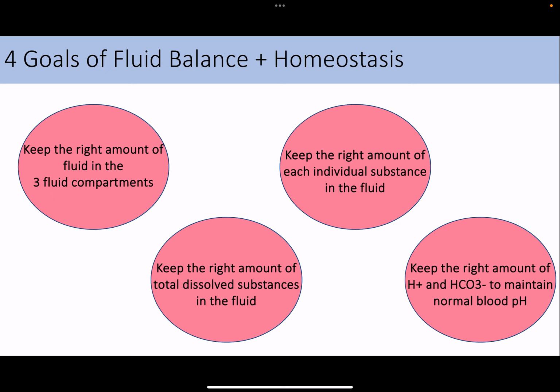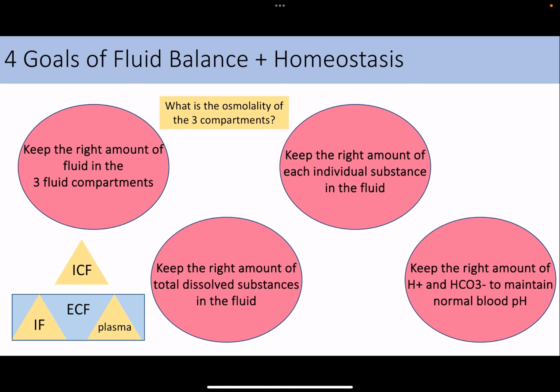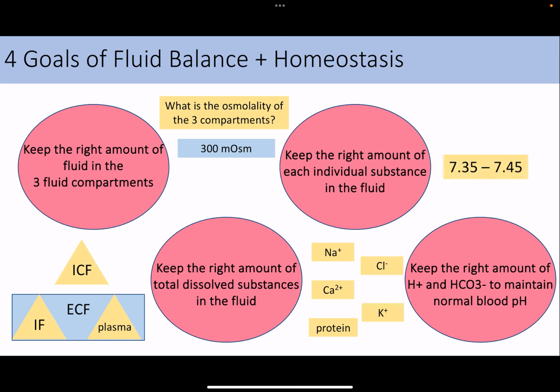So going with each one of those goals here, remember that the fluid compartments are the intracellular fluid plus the interstitial fluid and the plasma that are considered the extracellular fluid. The right amount of total dissolved substances in the fluid, what did we say was the total osmolality of the 3 compartments? 300 milliosmoles. We need to keep the right amount of each individual substance in the fluid, so make sure you pay attention to how much sodium we have in each compartment, how much calcium, how much potassium, chloride, and protein. And then what is the normal blood pH range that we should stay in between? 7.35 to 7.45.